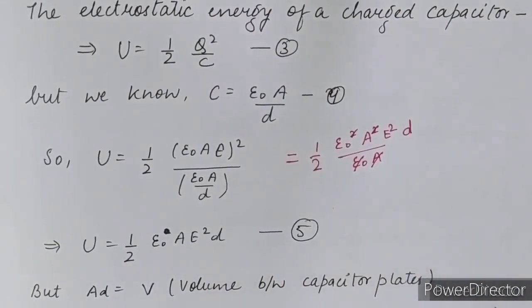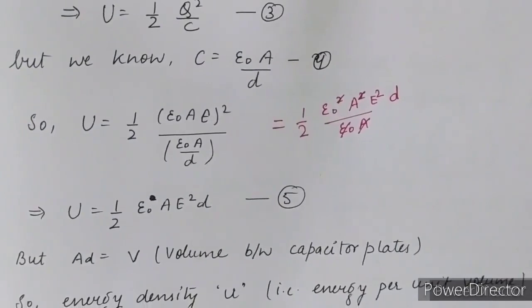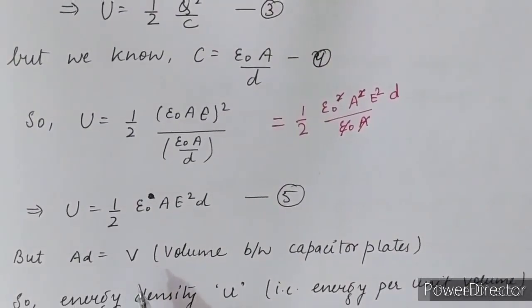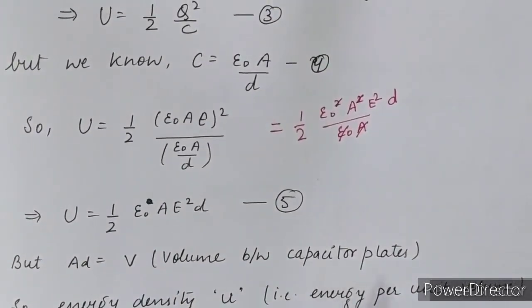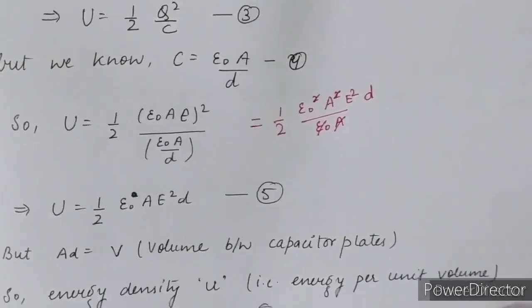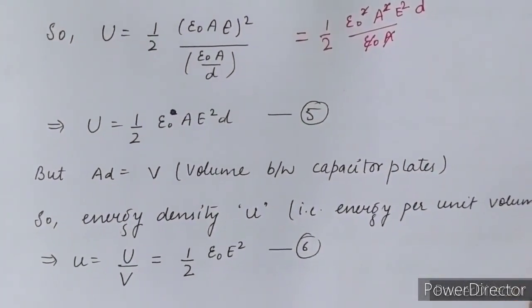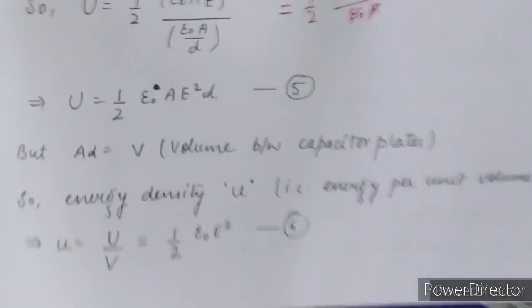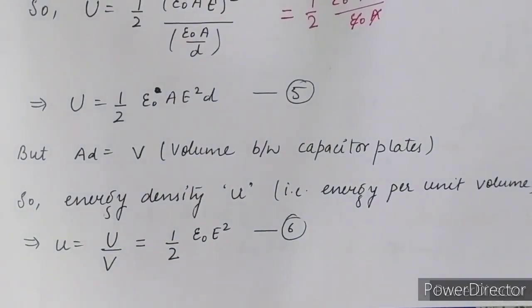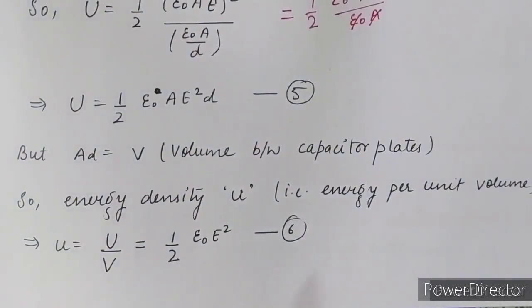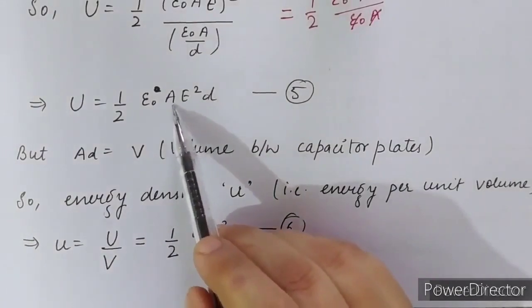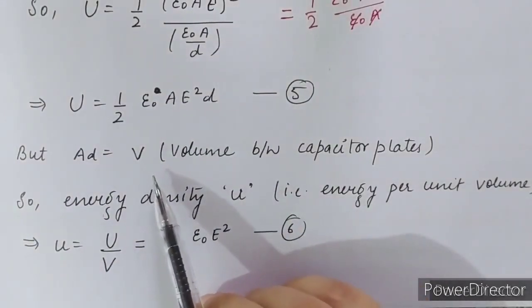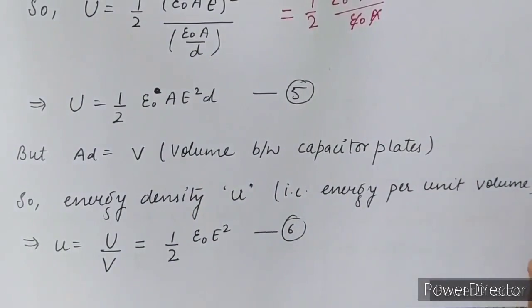Equation number 5. As we know, area into distance is your volume. V is your volume. Don't forget or get confused: V is the potential also, and V is volume also, capital V. Here we are considering V as volume because we are discussing energy density. Density is mass upon volume; energy density is energy upon volume. Area into distance is your volume, not the potential. Remember this thing.